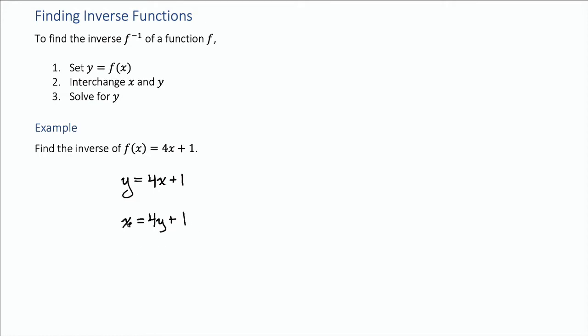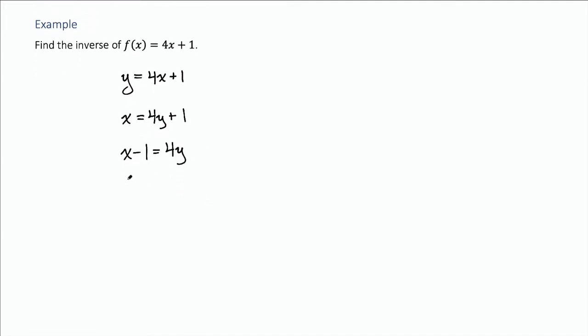This one's straightforward. We subtract 1 from both sides, and then we can divide both sides by 4. We have x minus 1 over 4 equals y. Once you have y by itself, then you've got your inverse function. So f inverse of x equals x minus 1 over 4.